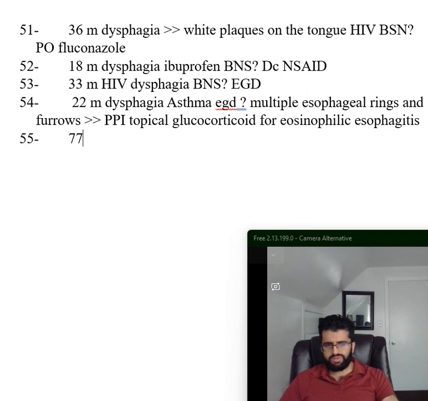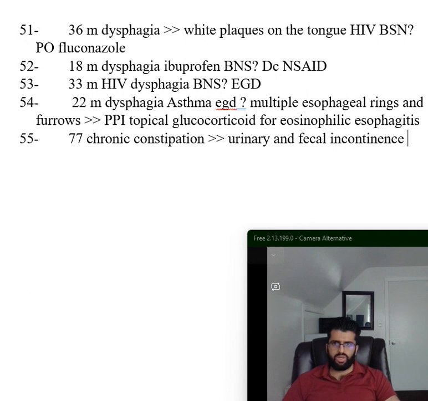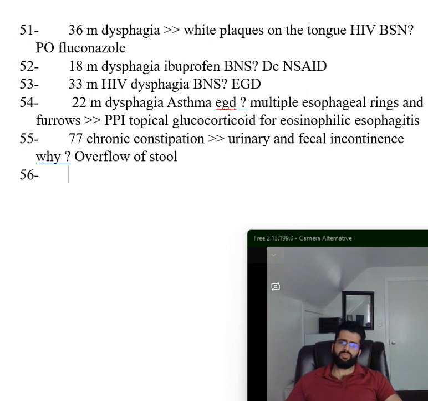So you see a 77-year-old came in with chronic constipation, right? He has chronic constipation, and now they tell you the patient is having urinary and fecal incontinence. Okay, so they ask, what's the best next step in this patient, or why is that happening? This one is happening because of overflow of stool. So this is the constipation that causes fecal incontinence or diarrhea kind of symptoms.